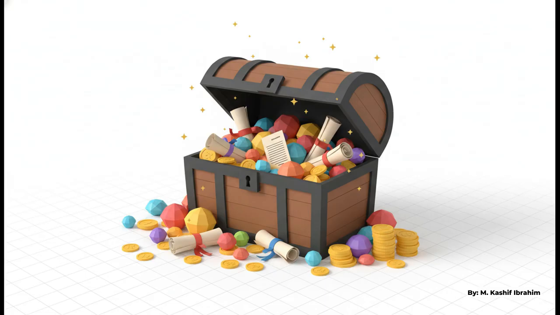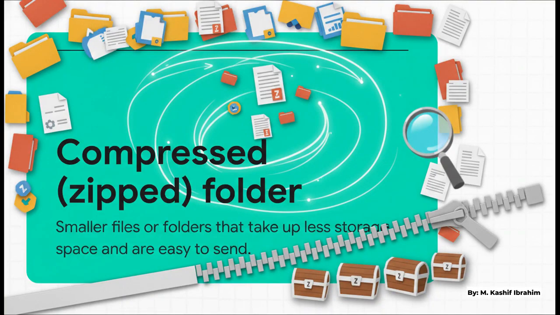And for that, we need a shrinking spell. This awesome shrinking spell has a name. It's called compressing. What it does is it magically squishes your files and folders to make them way smaller. This is perfect for saving space or if you need to send a whole bunch of files in an email. And in the world of Windows, we call these shrunken treasure chests zipped folders.